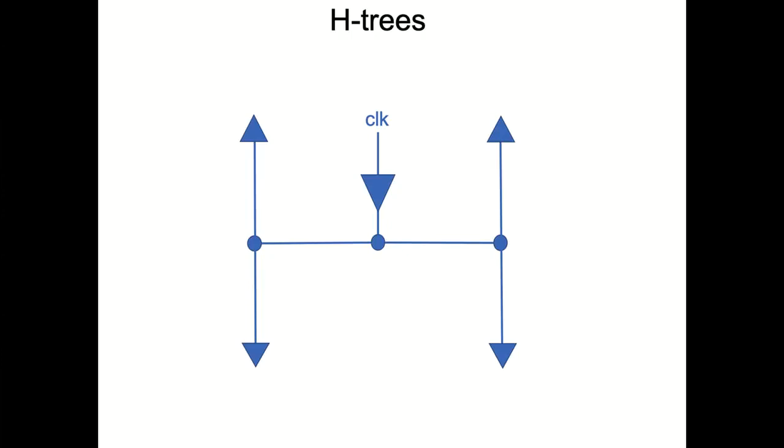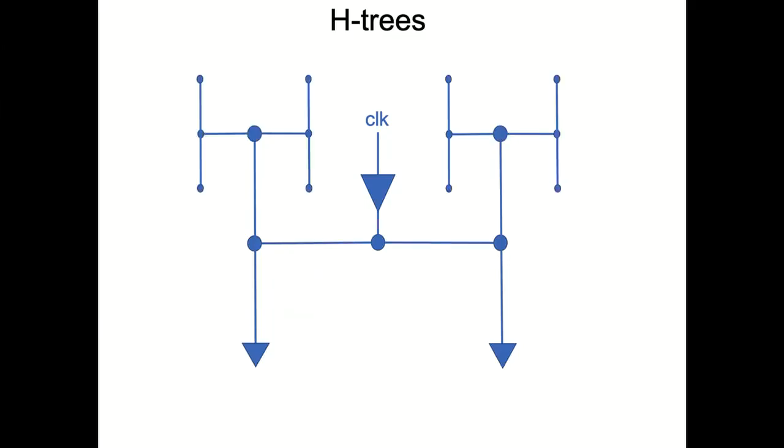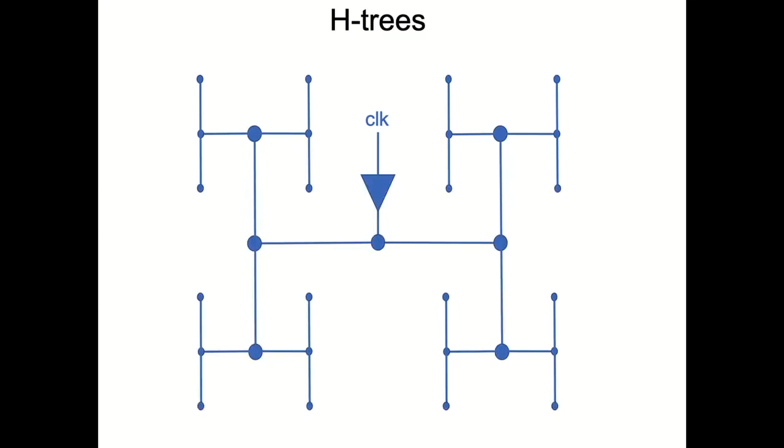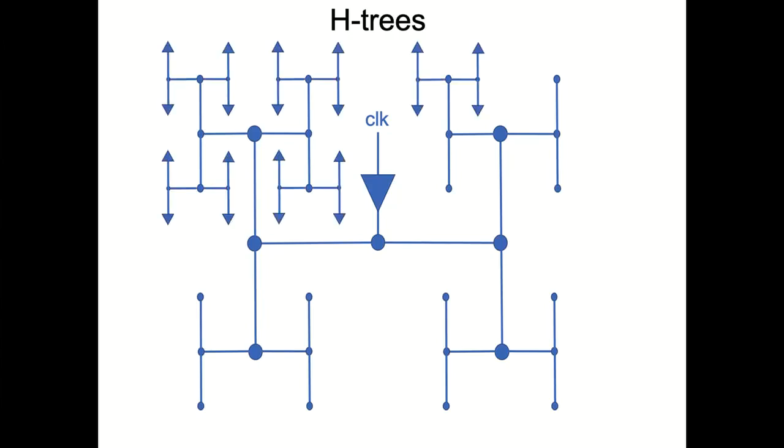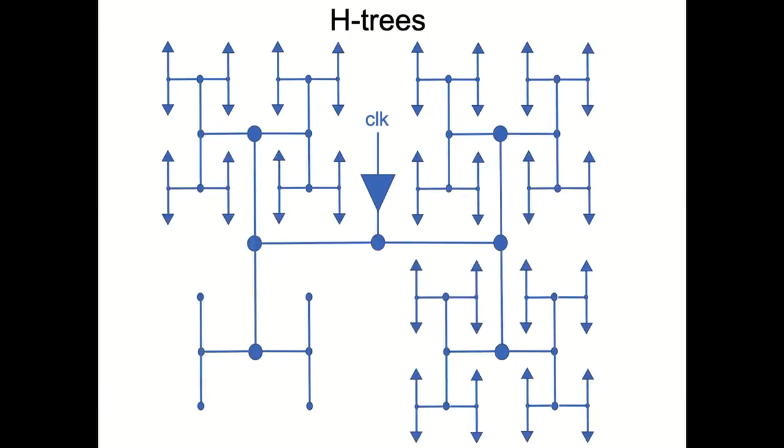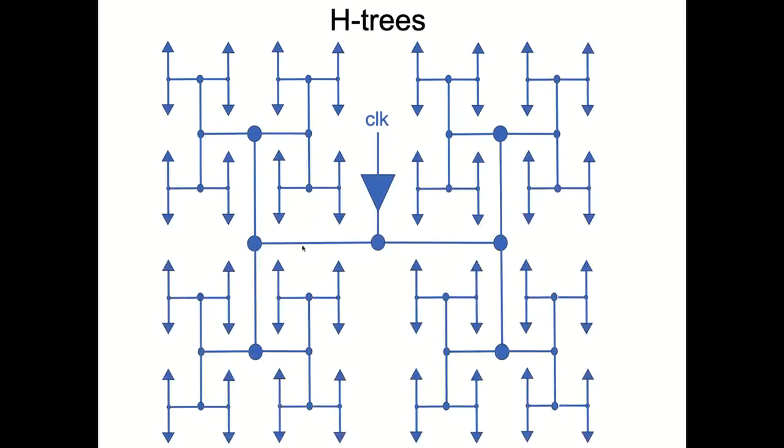What if you need more? Well, what you do is you put an H at every leaf. Okay, so now I have 16, right? And what more? I have 64. Okay, I stopped there.